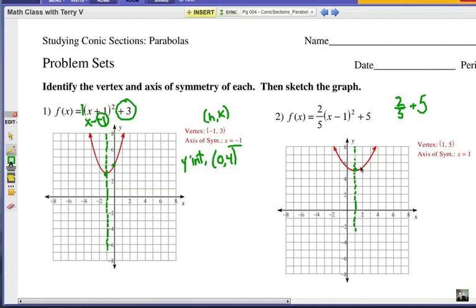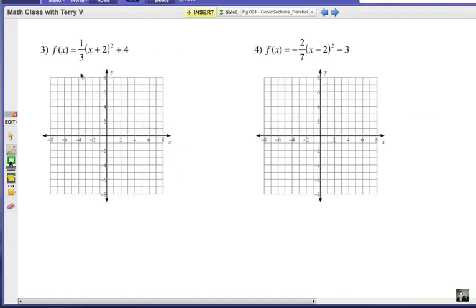Let's try 2 more. All right, number 3, we have 1/3 times x plus 2 quantity squared plus 4. Locate the vertex, line of symmetry, and the y-intercept. Sketch the graph. And number 4, when you're ready, go ahead.